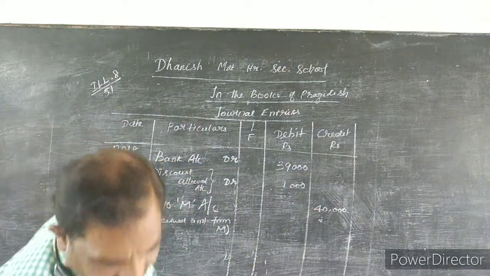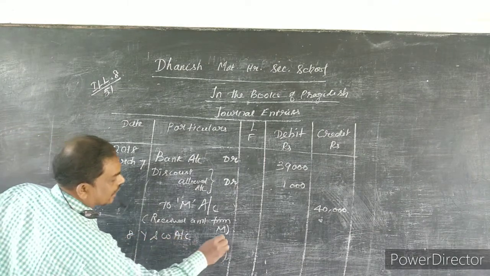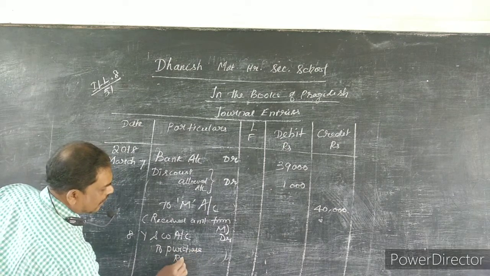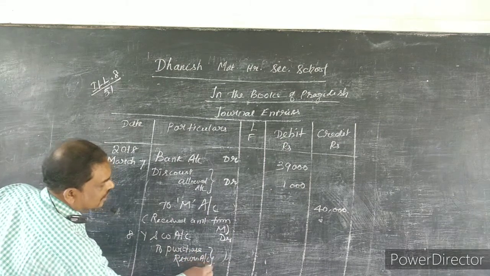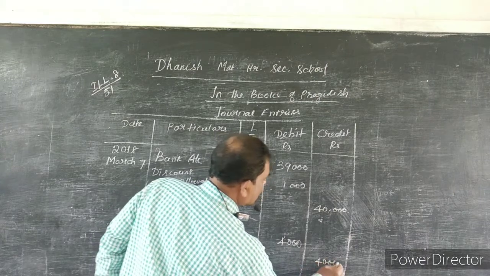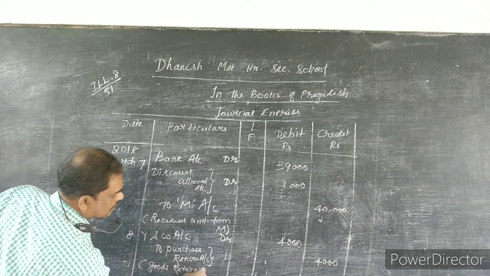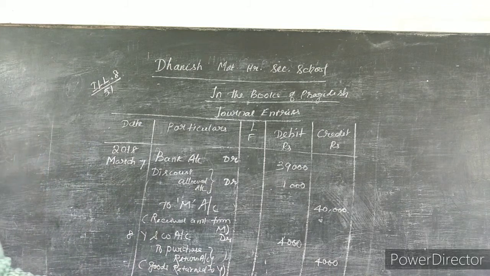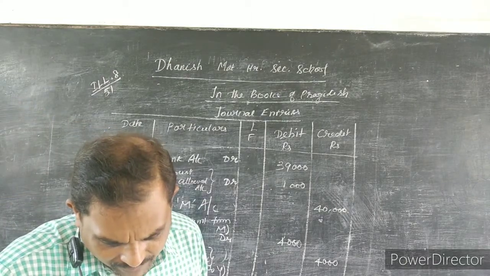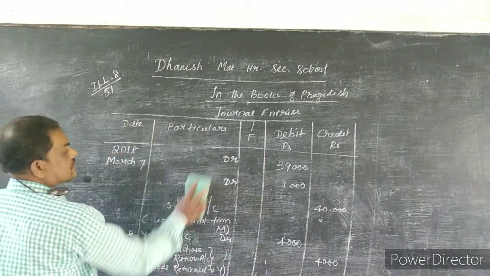What is the date? Date is 8. Okay, Y and company account debit to purchase return account. How much? Debit 4,000, credit 4,000 rupees. So narration: goods returned to Y. Okay, now come to the 9th entry, date 9. L becomes insolvent.